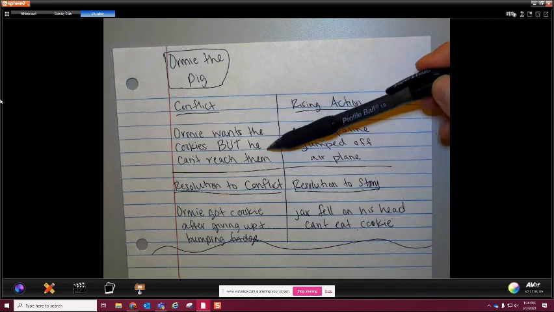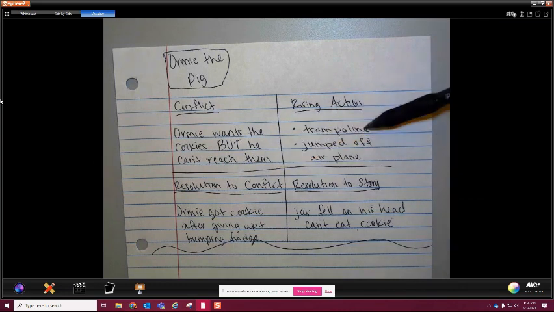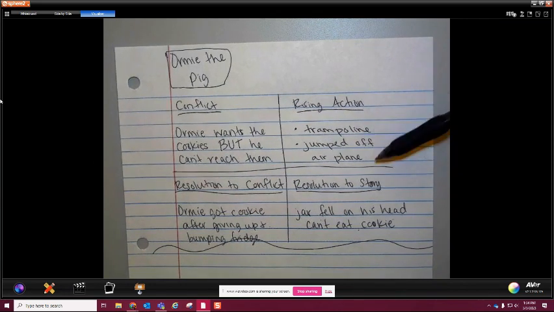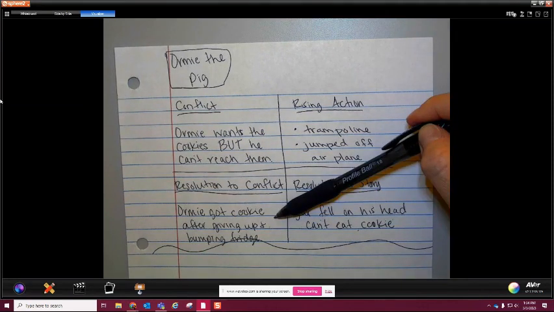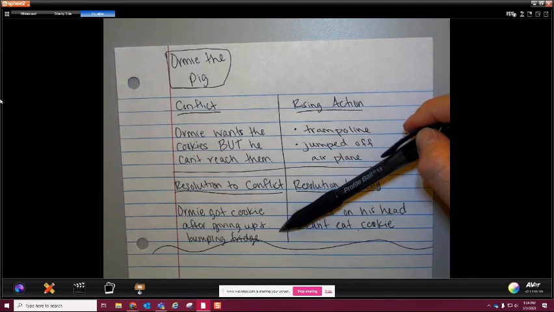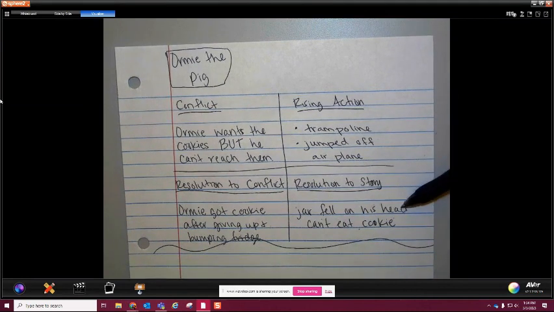So it says, Ormy wants the cookies, but he can't reach them. He tries to jump on the trampoline to get them. He didn't get them. He tries to jump off the airplane, but no. Ormy got a cookie after giving up and bumping into the fridge. The jar fell on his head, and so now he can't eat the cookie. So that's essentially a summary. It tells you the summary of the story. It doesn't have every exact thing, but that tells you a summary.